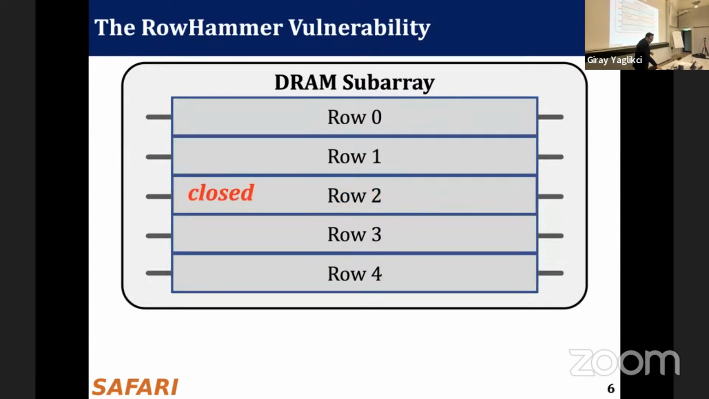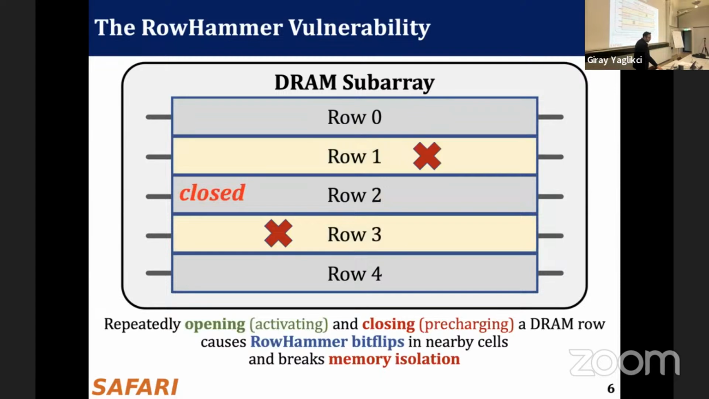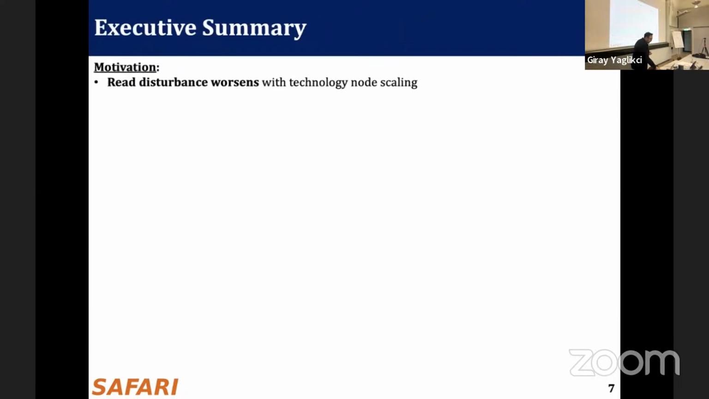So I'm just going to animate this. If you open and close DRAM rows very frequently, you have bit flips in neighboring cells, right? This is called RowHammer, and it's a prime example of DRAM read disturbance, as we discussed yesterday. Let's move to the executive summary of this paper.